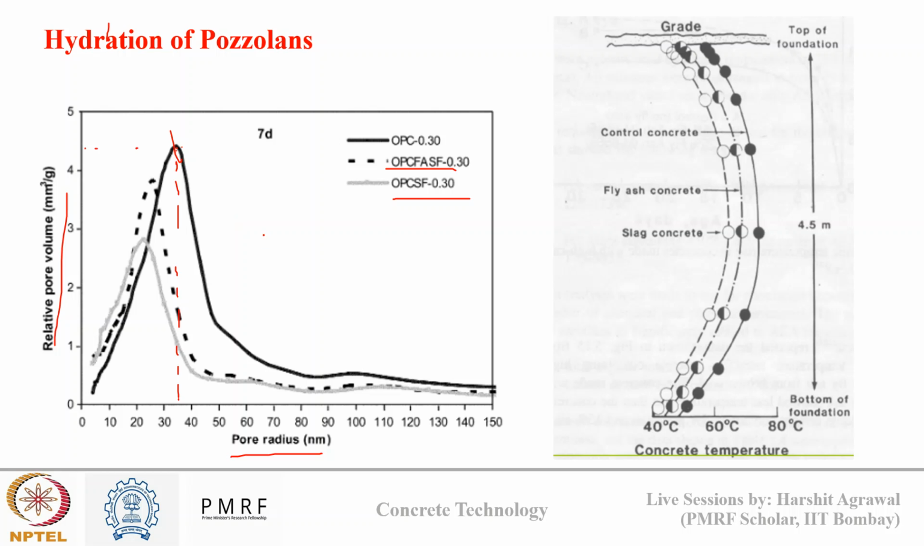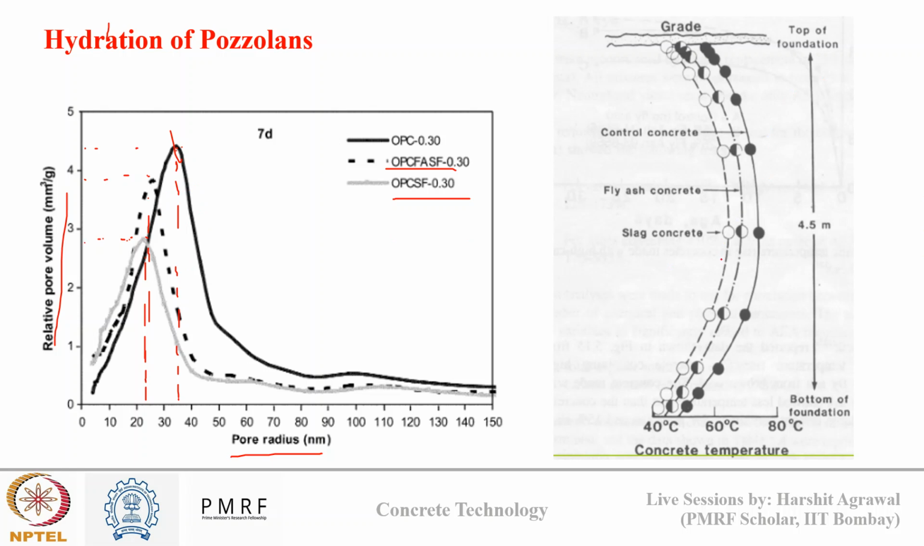However, when silica fume is added to the system, we can see both the pore volume and the pore size have been reduced. This shows that pozzolans or mineral admixtures, or we can say SCM, any term you can use, cause pore refinement due to supplementary cementitious reaction.